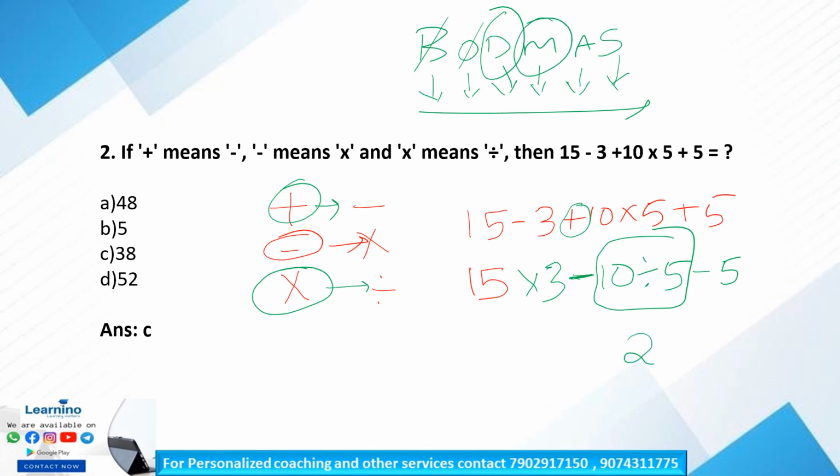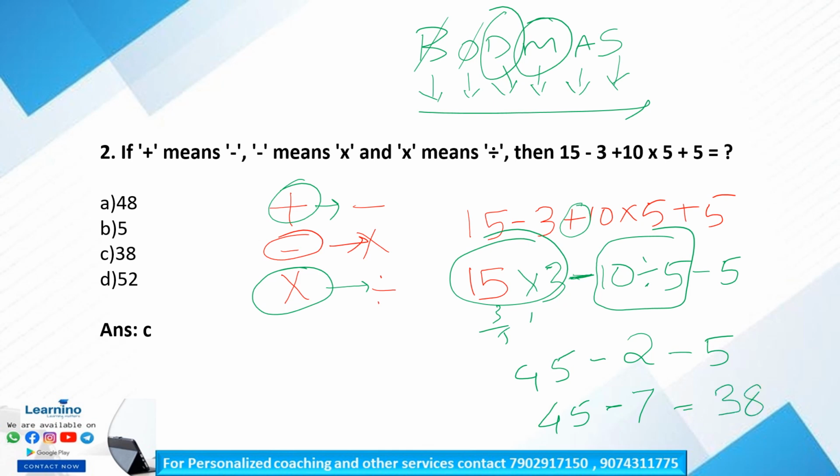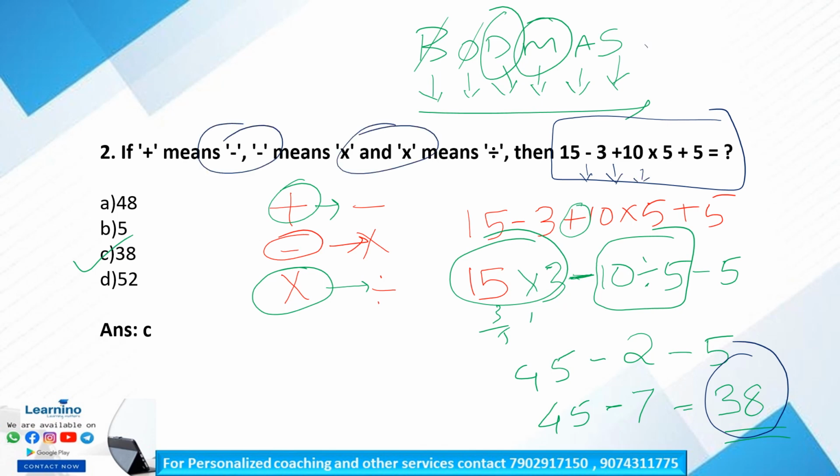Then we have to multiply. 15 into 3 is 45. So 45 minus 2 minus 5. So 45 minus 7. What is 45 minus 7? It is 38. Is it clear? So option C, 38 is our correct answer. First of all we have to rewrite it, then we have to change the symbols as per the question given, and with the help of BODMAS we have to solve this equation, right?